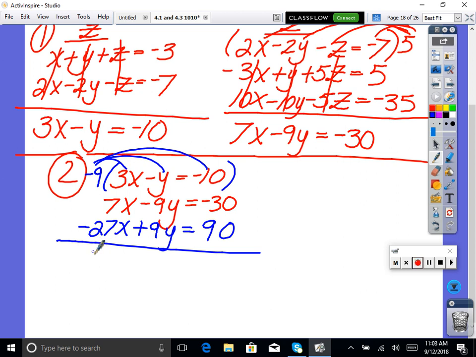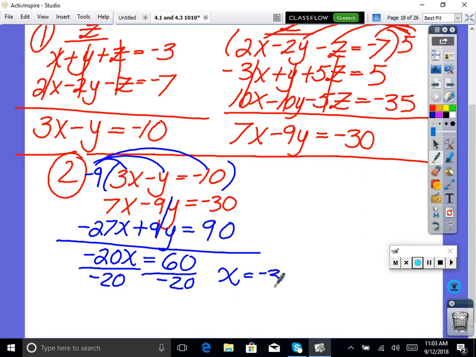So we get negative 20x's, right? My y's cancel out, and that's equal to 60. So now divide by negative 20, and we're going to know what x is. Good. X is equal to negative 3. Circle it.